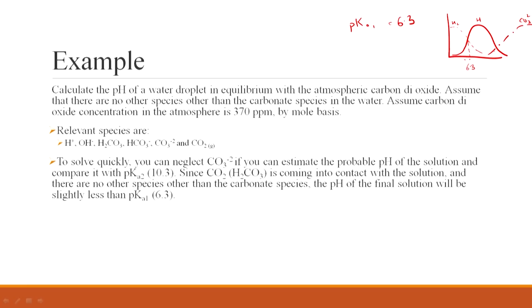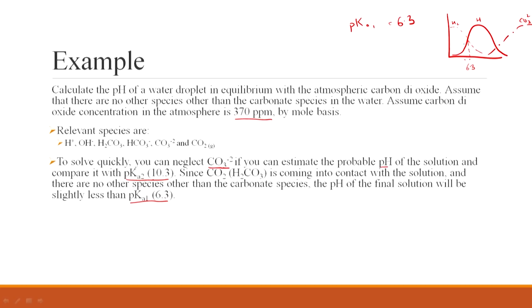So, that is what I mean when I say you can neglect CO3 2 minus if you can estimate the probable pH of the solution and compare it with pKa2. Why is that? Since carbon dioxide is coming in contact with the solution and there are no other species other than the carbonate species, the pH of the final solution will be slightly less than pKa1. For it to be a lot less than pKa1, the concentration in the gaseous phase has to be very high. This is not very high, so it will be relatively less than, but not a lot less than, 6.3.